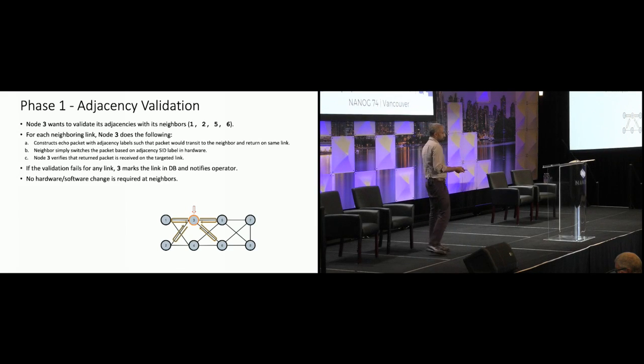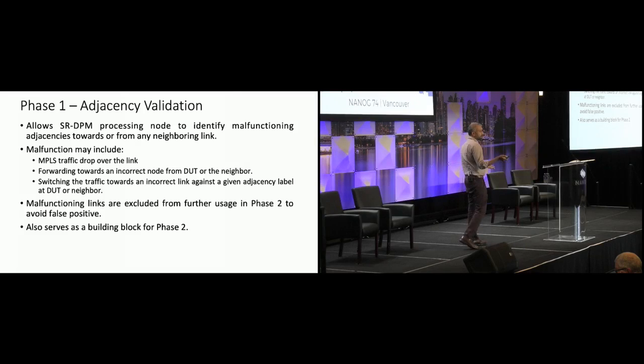So once we have that one, then we can identify if there's any malfunctioning link. Malfunction could be that maybe the link is dropping traffic. It could be that it is forwarding the traffic, either the DUT or the neighboring device, towards an incorrect link or incorrect device entirely. So if there's any malfunction, we can't use that particular link. We'll have to exclude it from our further validations. And also, we use this as a building block for the next phase, as you'll see.